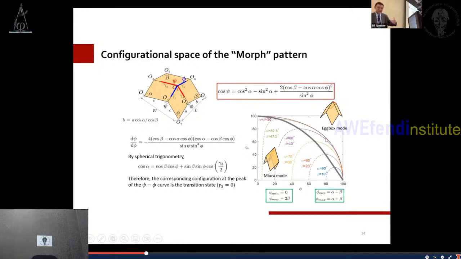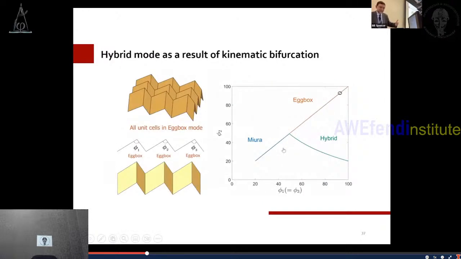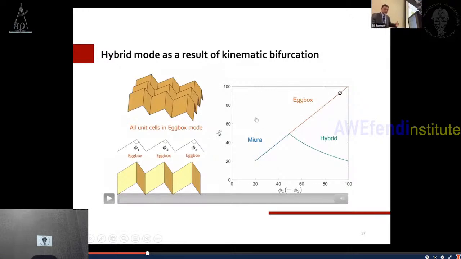And then, for example, if I pick this line here, the purple one, alpha 60, beta 40, I start here with an egg box mode. There is a transition phase, and then I transition to the Miura. And then I can get, for example, in a tessellation, hybrid modes as a result of kinematic bifurcation. And this is what you see in this animation. Here, all the cells are in the egg box mode, as you can see here.